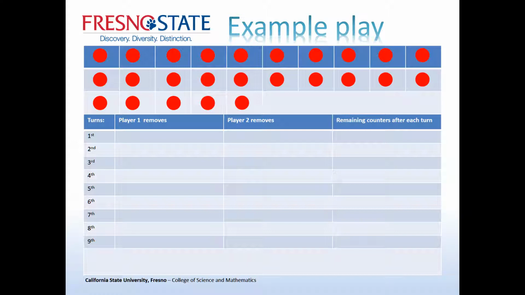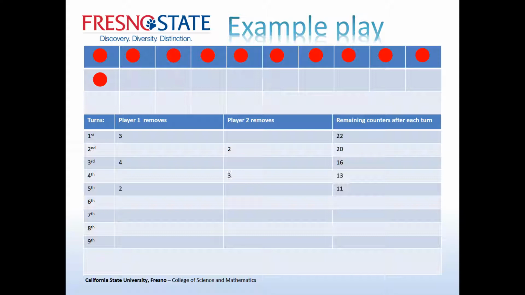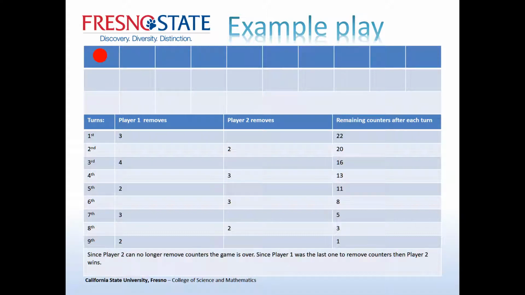So one such example of a game would be as follows. Player 1 removes 3 counters, and so there are 22 remaining. Player 2 removes 2, and so there are 20 remaining now. And so on, all the way until there's a winner. In this case, using these steps, since player 2 can no longer remove counters, the game is over. Since player 1 was the last one to remove counters, player 2 wins.